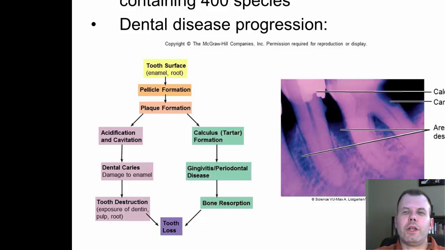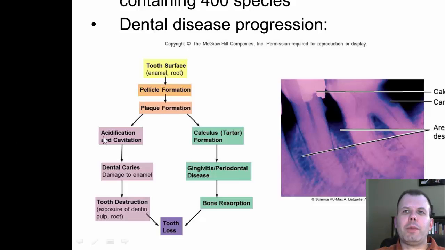You can get gingivitis, which if it gets underneath the gum line can cause activation and inflammation of the gum line, which can then lead to bone resorption. You can see here calculus and caries on the teeth that can actually cause the gums to recede in between the teeth. Once the gums recede and the bone recedes from the teeth, now you can get tooth loss because they become loose and the teeth fall out.